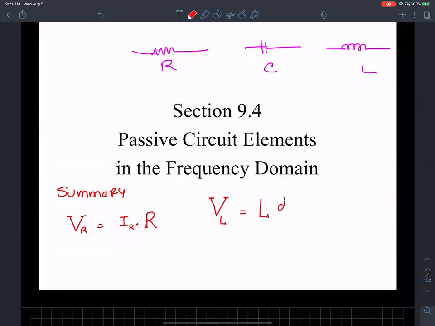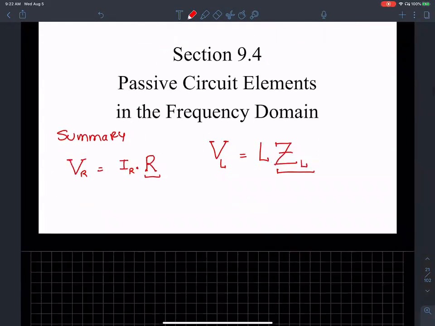L di by dt, right? This was the expression for voltage across an inductor in the time domain. If you convert it into the frequency domain, and I'll show you how that is done, for now, just trust me on this, you'll get what is known as impedance, ZL times I. Okay, so similar to I times R, there is a ZL term.